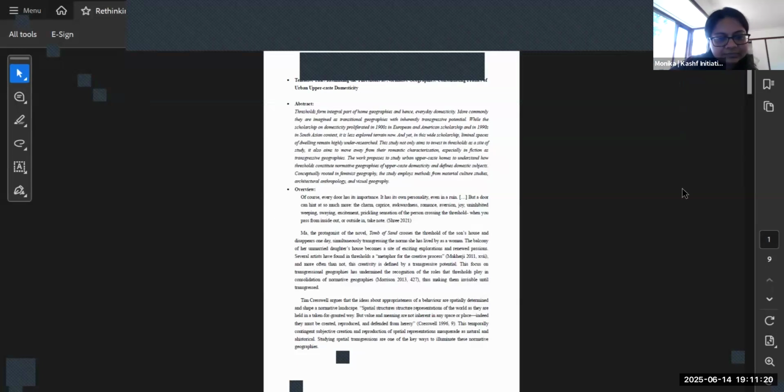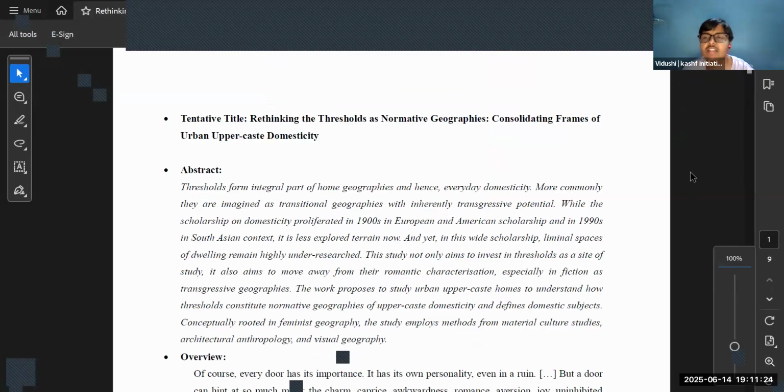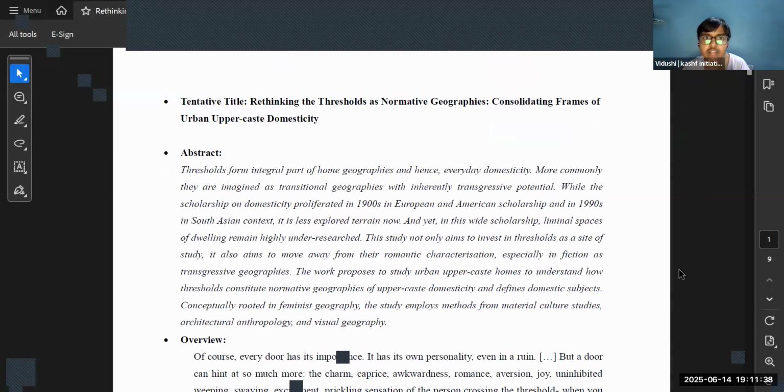All right, so let me increase the size. If you can see, ideally I do not want to share my proposal because of the terminologies there. It has changed a lot, and it looks quite different now. But if you can see here, there's a tentative title. And this is one of the longest proposals I submitted. Sometimes proposals can be shorter than this, and that depends on what the institute asks of you.